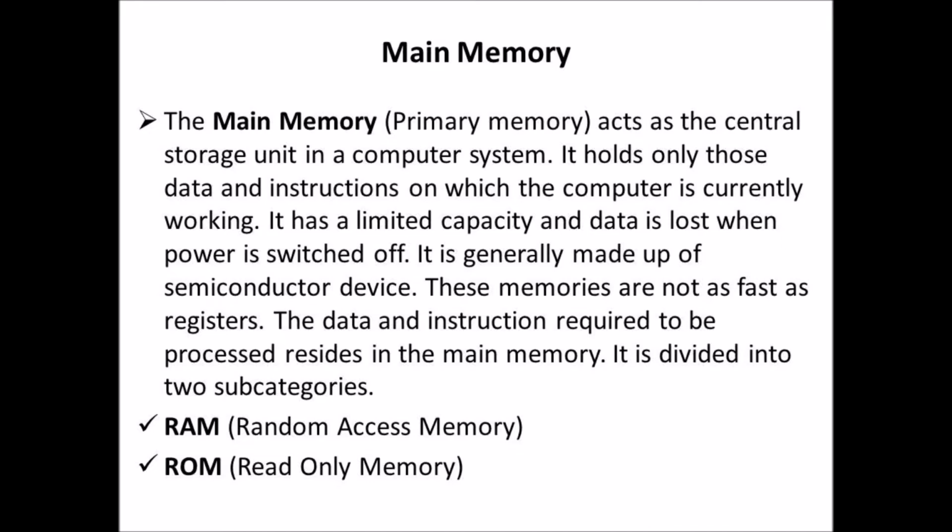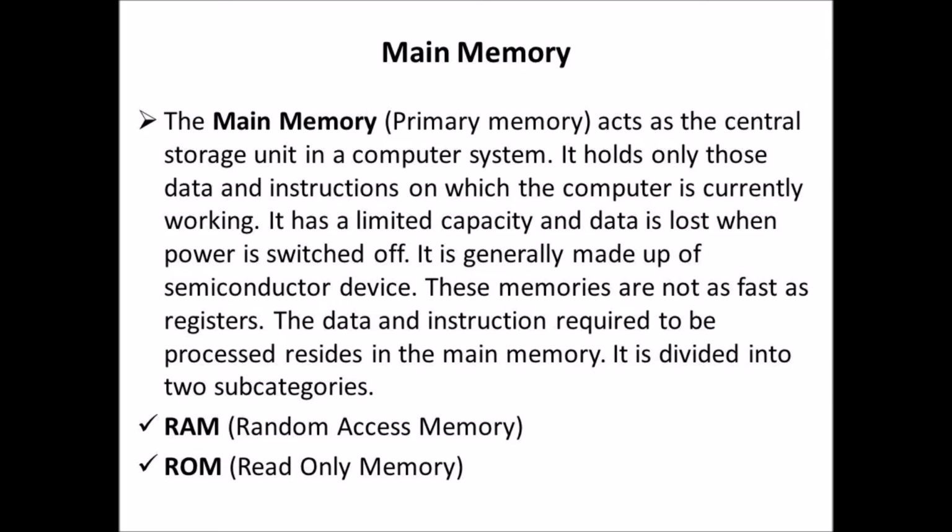The main memory or primary memory acts as the central storage unit in a computer system. It holds only those data and instructions on which the computer is currently working. It has a limited capacity and data is lost when power is switched off. It is generally made up of semiconductor device. These memories are not as fast as registers. The data and instruction required to be processed resides in the main memory.